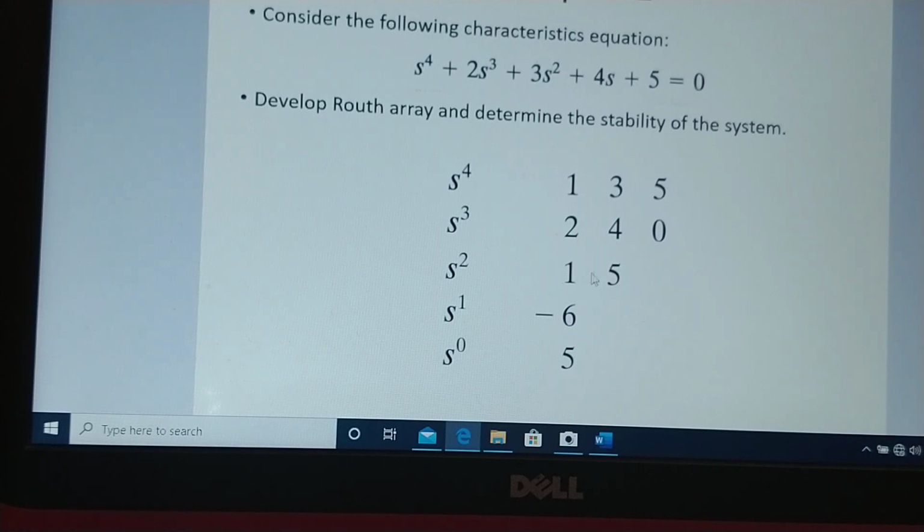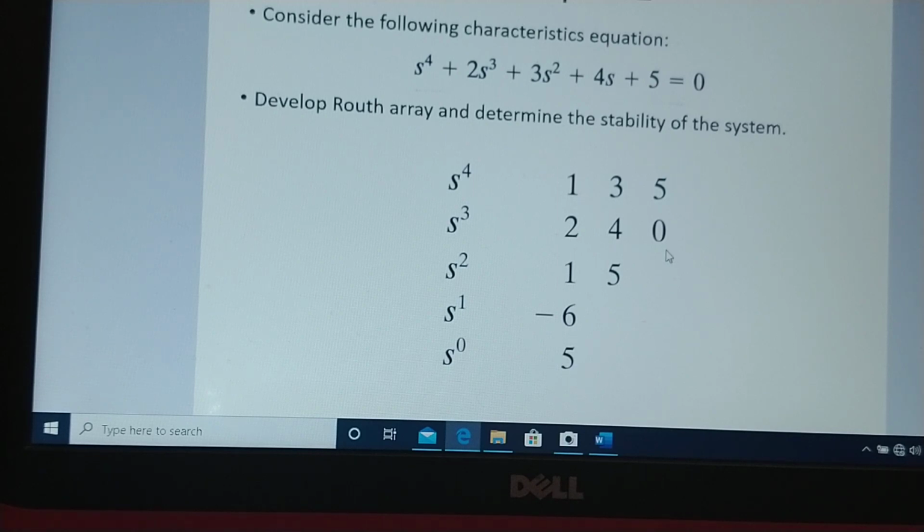Now, how to calculate this row s squared? Please see, we multiply 2 into 3, 6, minus 1 into 4, 4, divided by this 2, which gives you 1. Similarly, for this one you find 2 into 5, 10, minus 1 into 0, 0, divided by 2, which gives you 5. Similarly, we can find this and 5.